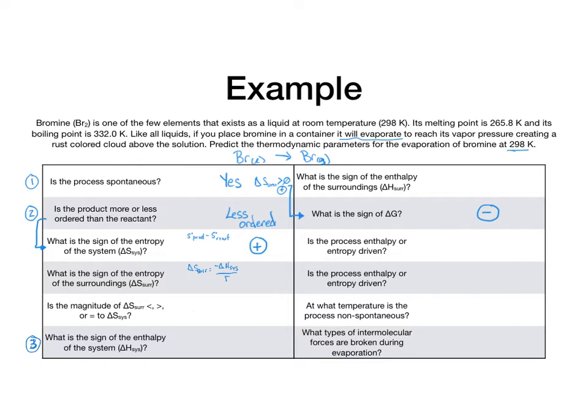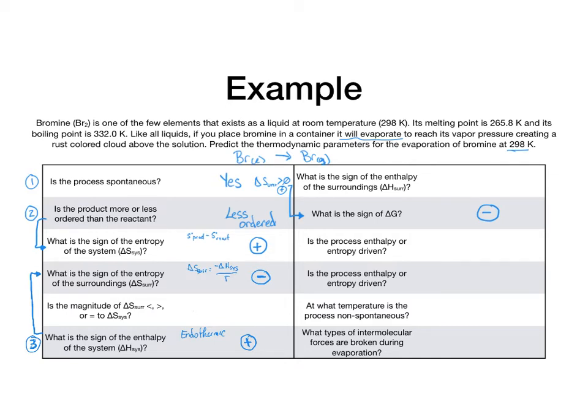Okay, going from a liquid to a gas, we have to add energy, and that means this is endothermic. That means delta H is a positive value. Now that we answered this one, we can come up here to delta S of the surroundings. Since delta H is positive, delta S of the surroundings is going to be negative.